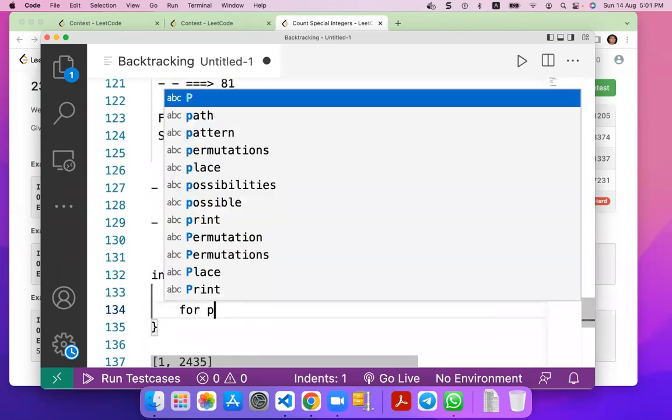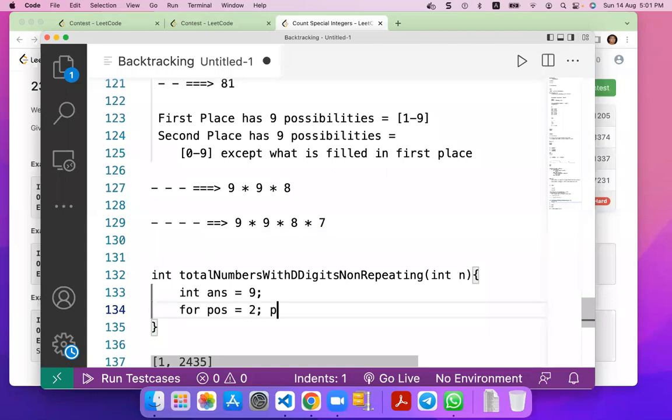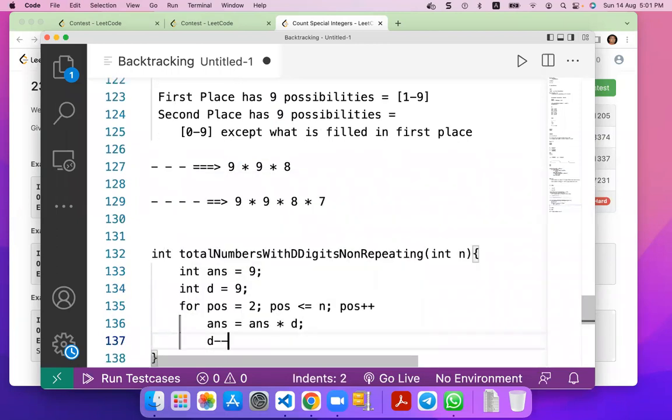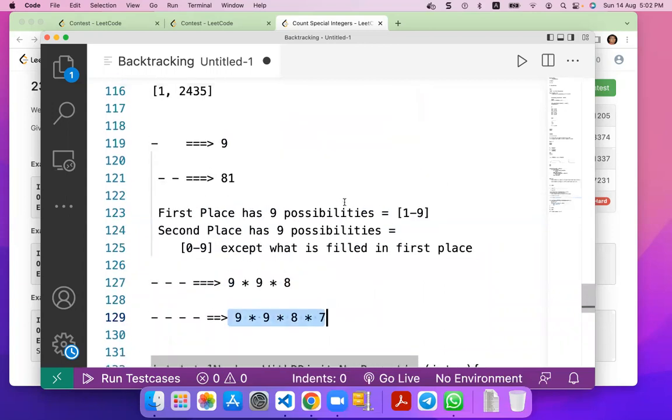You can say for position 2, position less than or equal to n, position plus plus, and all you have to do is say answer is equal to answer into next number. This multiplication I'm taking starting from 9. Let's take d is equal to 9, and now you are multiplying first with 9, then you will decrement. Next time the loop runs, it will become 8. Next time, it will become 7. So if we pass 4 here, it will be 9 into 9, then 8, then 7. So this first part is nailed for us.